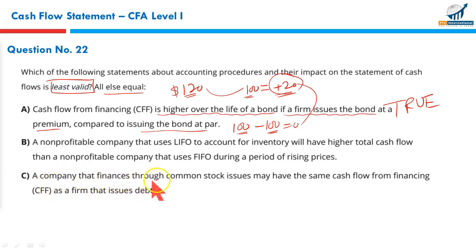Right? C. We will discuss B later. A company that finances through common stock issues may have the same cash flow from financing activities as a firm that issues debt. Let's say a company has raised $100,000 by issuing common stock. Another company has raised $100,000 by issuing bonds. It says that if one company has issued common stock and another company has issued bonds, they may have the same cash flow from operations. Yes. Why? Because interest paid on bonds is shown as a part of operating activities.